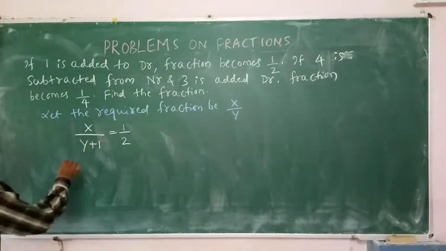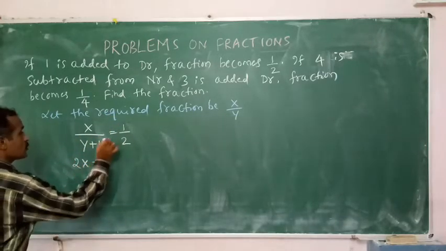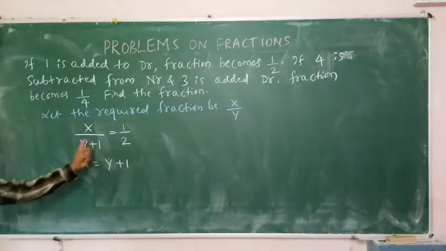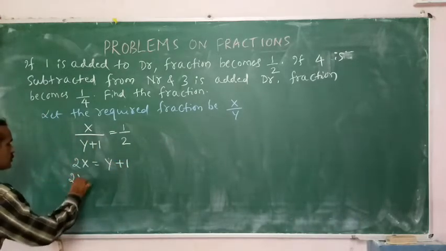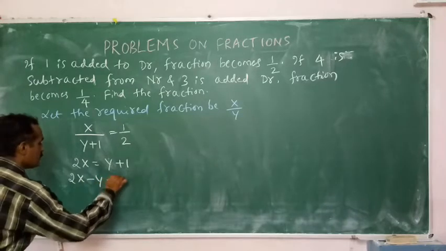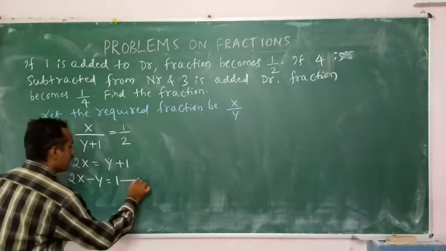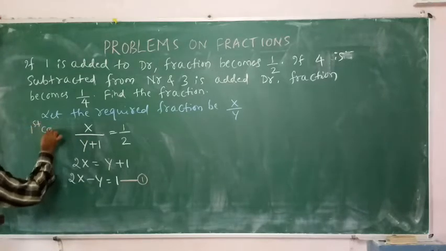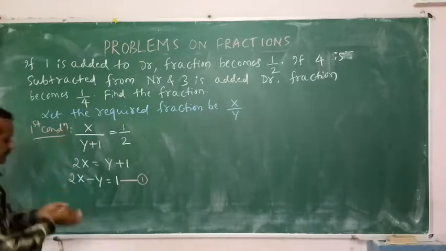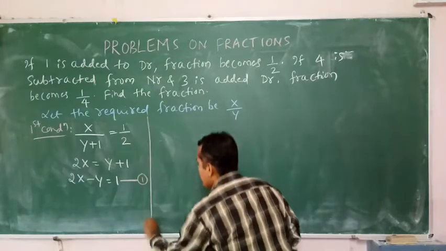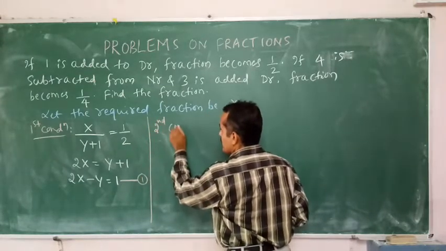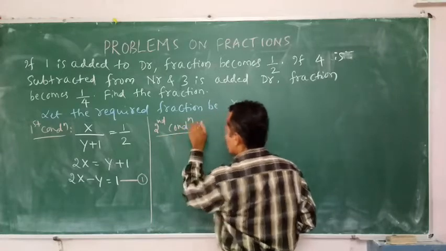Cross multiply. 2x is equal to y plus 1. Bring y to the LHS. 2x minus y is equal to 1. This is my equation number 1 and this is my first condition. Okay, let me go for the second condition. What is the second condition?